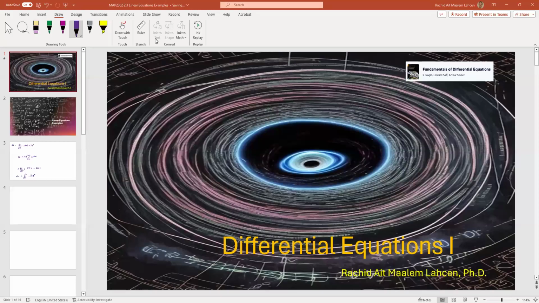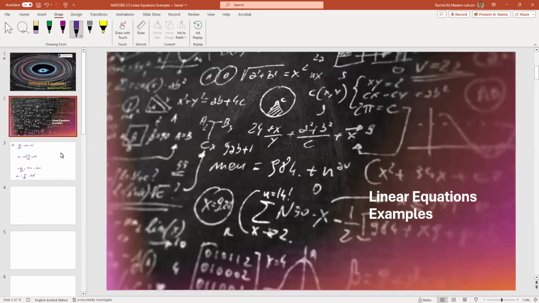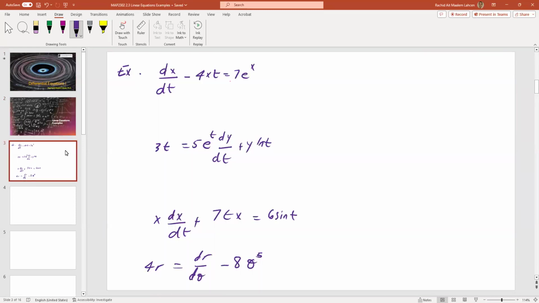Hello everyone, in this video I'm going to solve some examples about linear equations, and let's see, in this first page here, I'm going to check whether these are separable or linear.